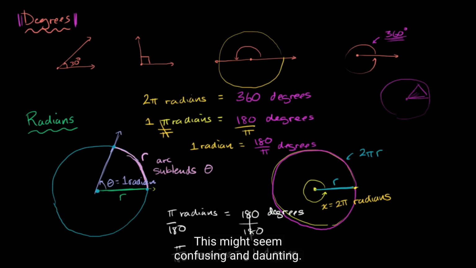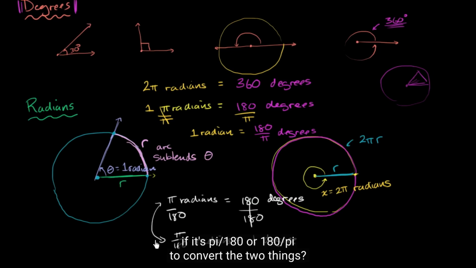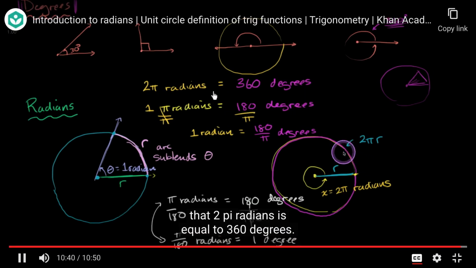This might seem confusing and daunting, and it was for me the first time I was exposed to it, especially because we're not exposed to this in our everyday life. But what we're going to see over the next few examples is that as long as we keep in mind that 2 pi radians is equal to 360 degrees, or that pi radians is equal to 180 degrees, which are the two things that I keep in my mind, we can always rederive these. You might say, how do I remember if it's pi over 180 or 180 over pi to convert? Just remember, hopefully intuitively, that 2 pi radians is equal to 360 degrees.